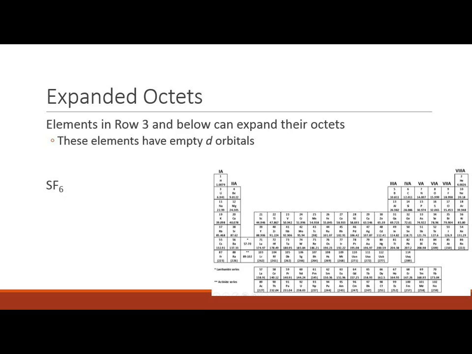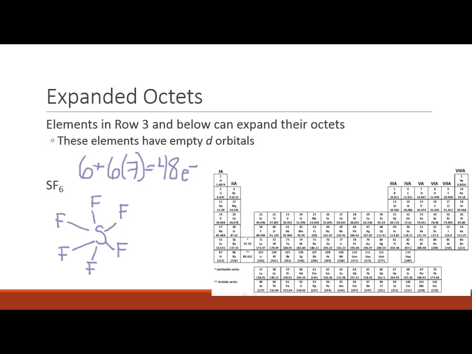Anyway, let's draw this thing out and see what it should look like. Sulfur is in column 6A, so it brings 6 electrons with it. We have 6 fluorines, each of which brings 7 electrons, giving us a grand total of 48 electrons to work with. That's a lot of electrons. I'm going to put sulfur in the middle, surrounded by 6 fluorines, and connect each of those fluorines to the central sulfur. It's a little lopsided, that's okay.